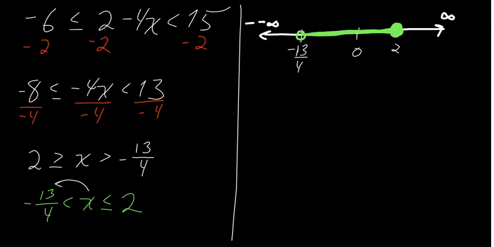Next we're going to put it in interval notation. All you really have to do is simply look at the graph. The interval would be from negative 13 over 4, comma, to 2. Are we including negative 13 over 4? We have an open circle, so the answer is no, so we put a parenthesis. At 2, we are indeed including it, so we put a bracket.